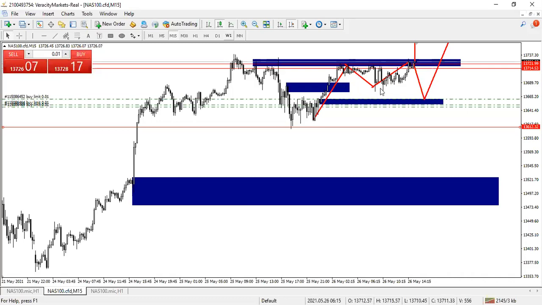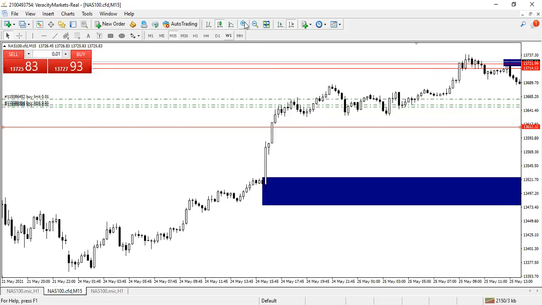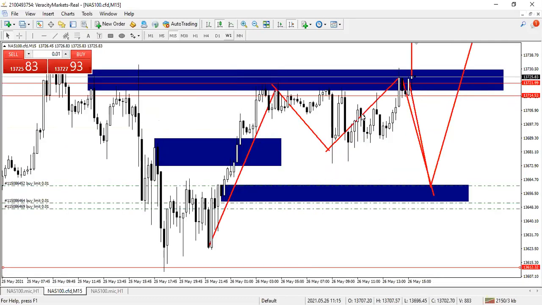They will just say we have an M formation here, so we are expecting the market to come down. So already they are selling Nasdaq now. You see, already they are selling Nasdaq. So personally, for now, it's not safe to sell Nasdaq. You see?